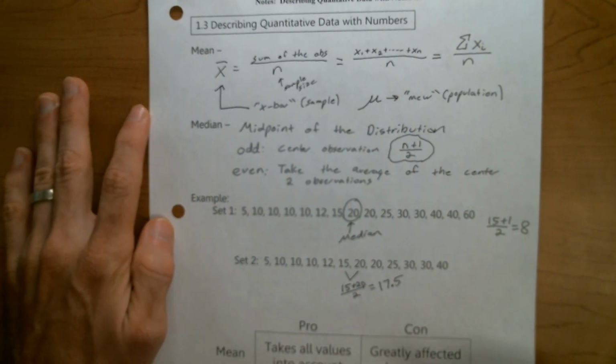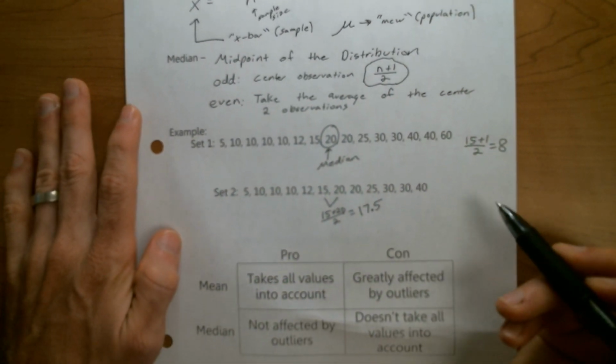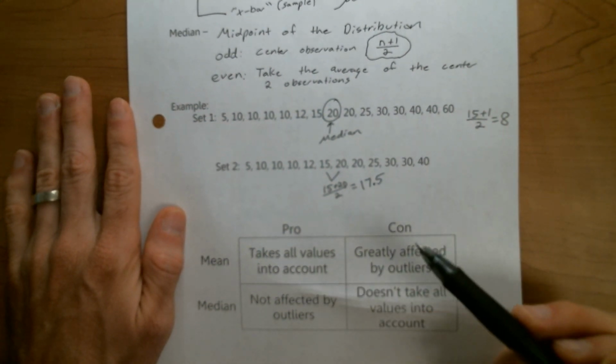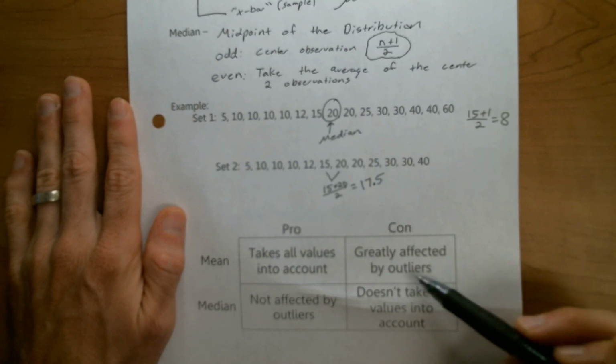So these pros and cons we've already talked about, but the mean takes all values into account, so that's good. But the downside of taking all values into account is that it can be greatly affected by outliers.